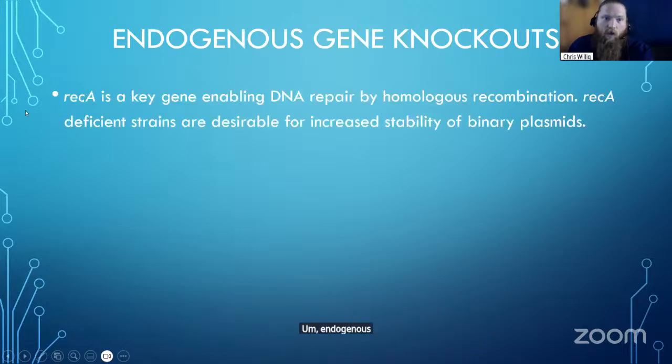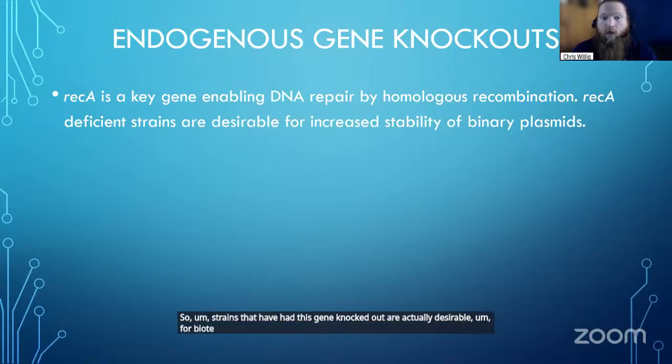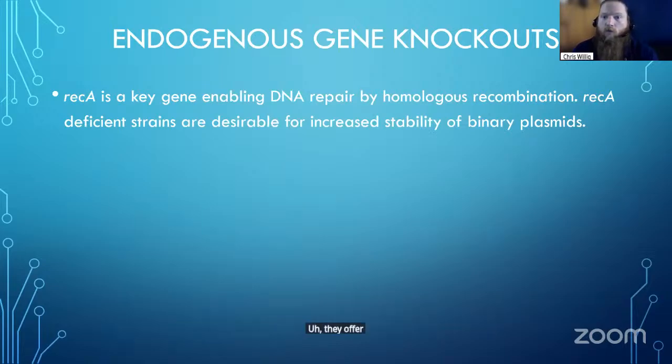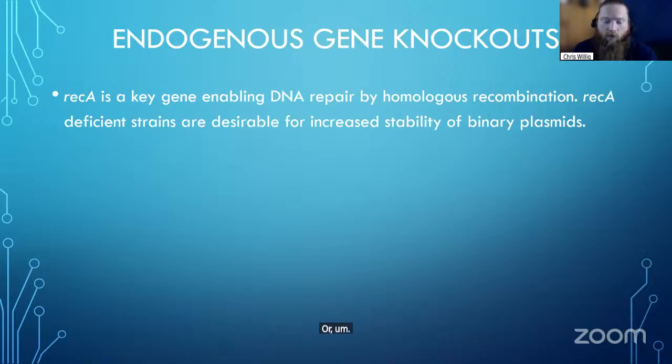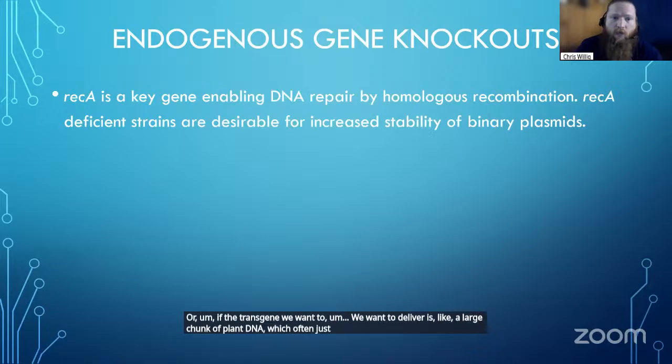Endogenous genes. So REC-A is a key gene in the DNA repair pathway of Agrobacterium that relies on homologous recombination. Strains that have had this gene knocked out are actually desirable for biotechnology because they offer increased stability of binary plasmids, particularly ones that use repeated expression elements, or if the transgene we want to deliver is a large chunk of plant DNA, which often does have repeat sequences in it.